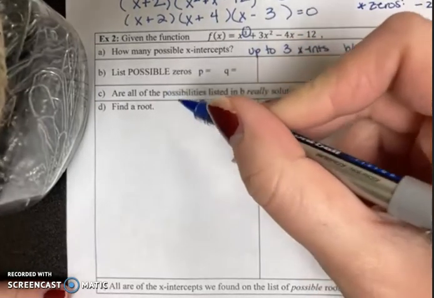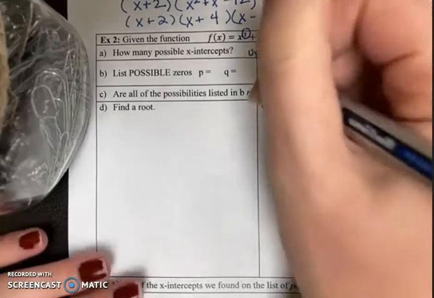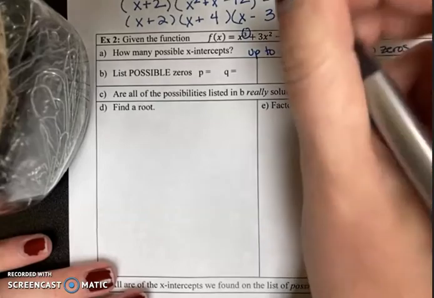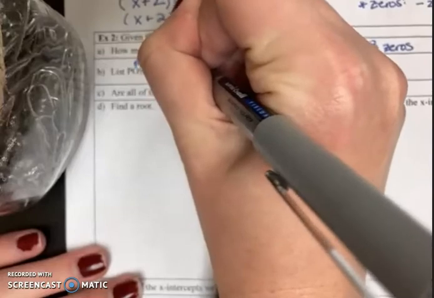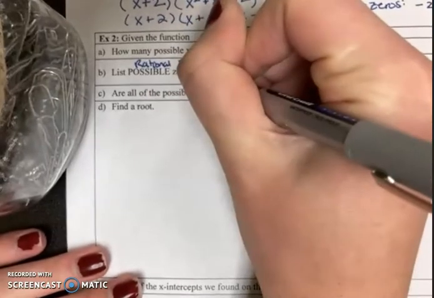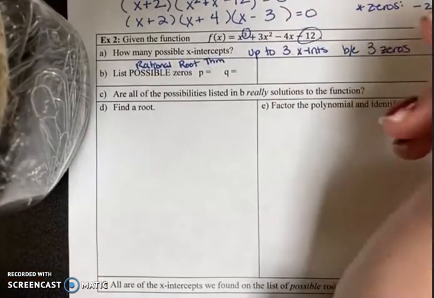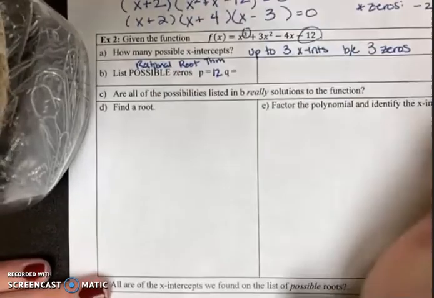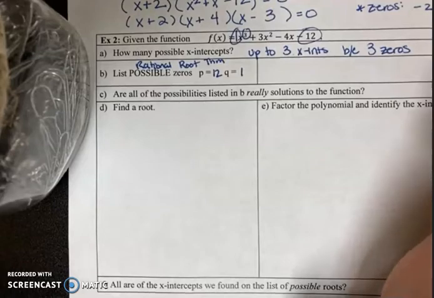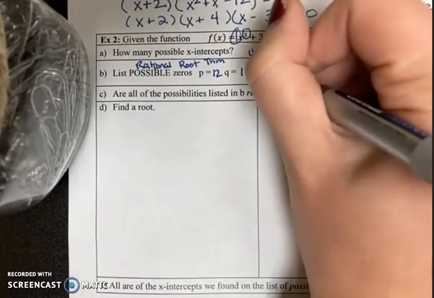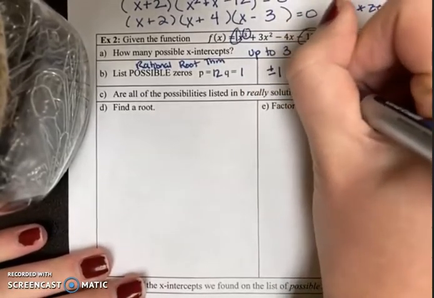All right, now we need to know, well, what are those zeros? In order to find out what those zeros would be, we have to use the rational root theorem. P would be the constant, so that 12. That negative doesn't really matter because we have plus or minus anyway. So I'm just looking at the 12. And then Q is the leading coefficient, which is 1 in this case. Remember, that's nice. So I can just rewrite it as plus or minus the factors of 12. So that's 1 and 12.